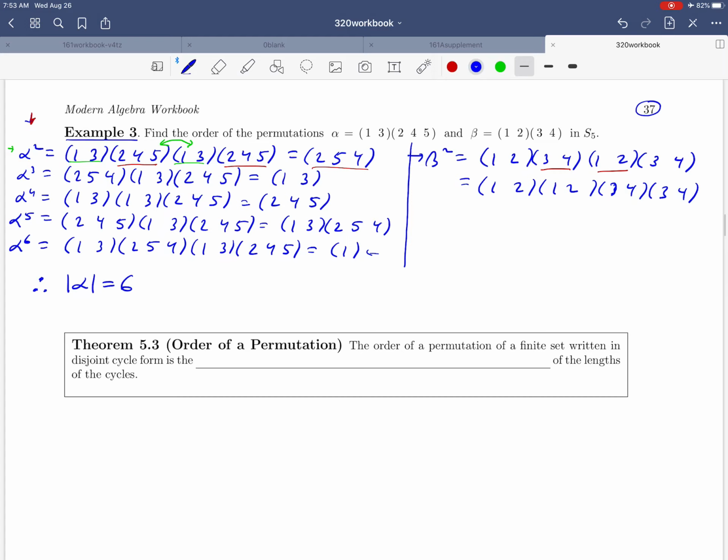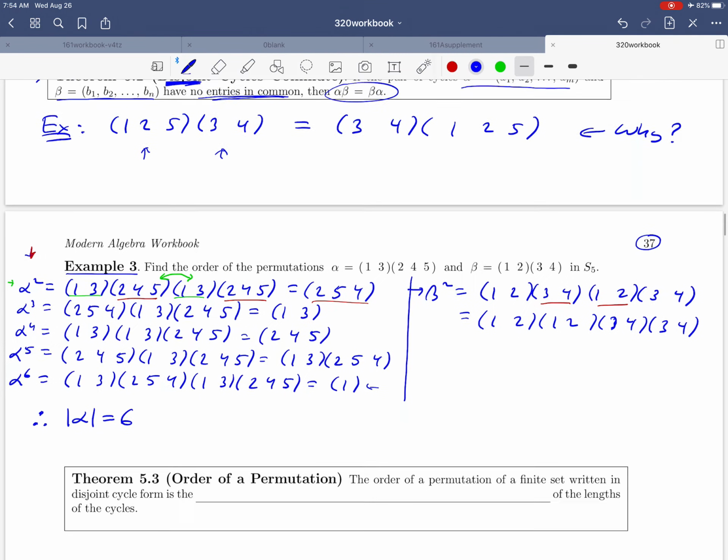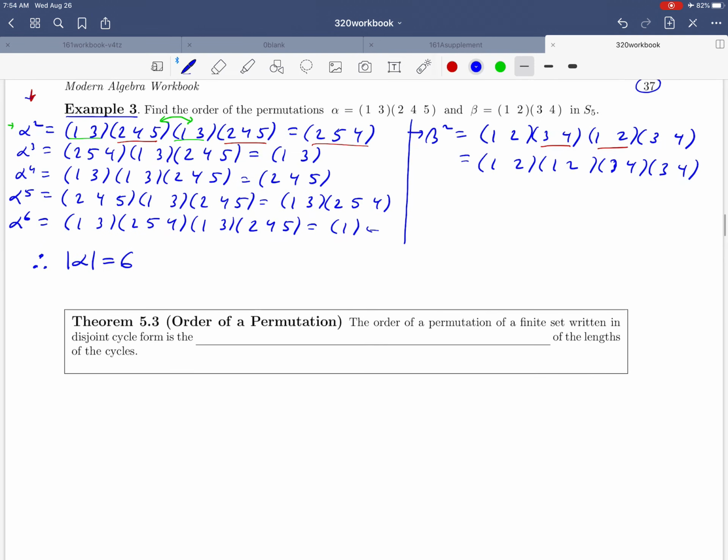What was the number on that theorem? I'm going to take a peek back. Okay, that was theorem 5.2. That's what's allowing us to do that order switch. And then notice that we've got 2-cycles multiplied by themselves, so we're going to get the identity there and the identity there, and that tells us that we're just going to get the identity permutation, and we've just confirmed that the order of beta is equal to 2.